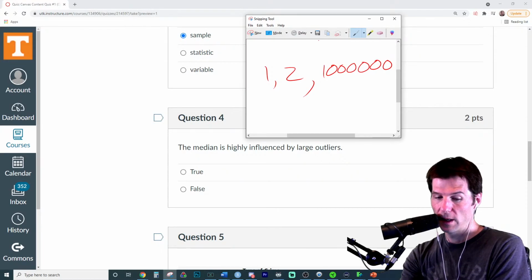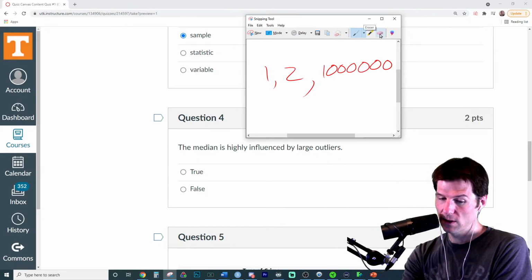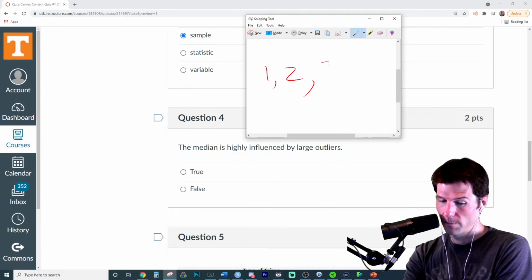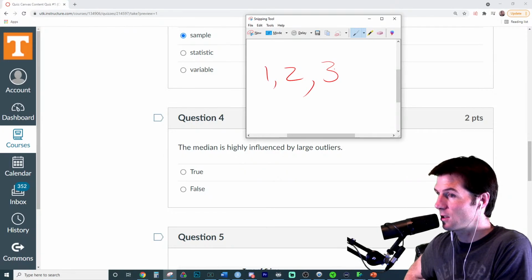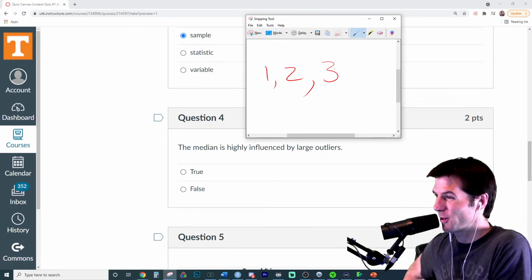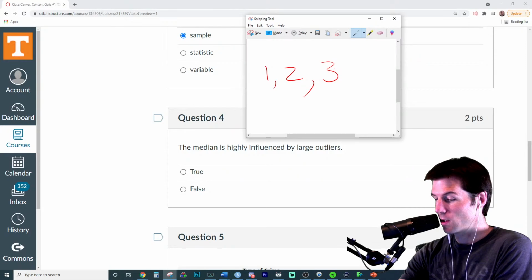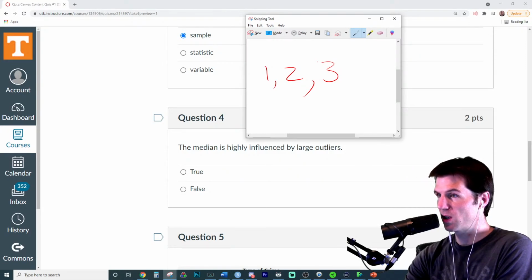It is 2. Now, what if I change this and I change it to the following? What is the middle number on this data set? It's still 2. So what do you think, Jenna? Great job right there. 20 points, everyone in the chat. So do you think the median is influenced by outliers?